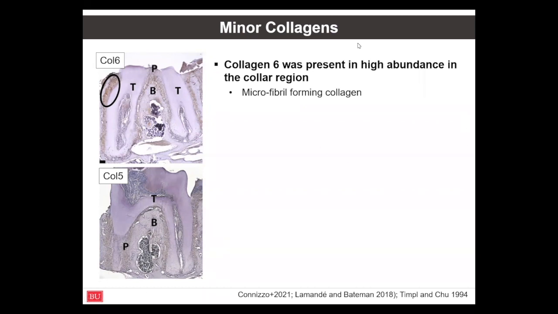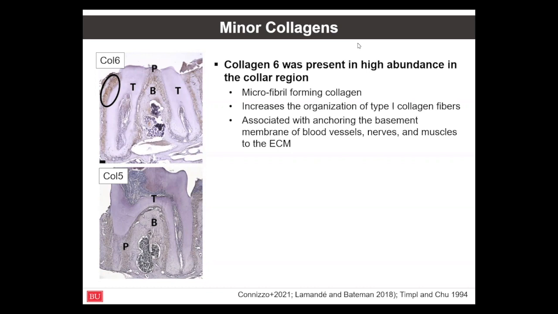And so collagen 6 was present in high abundance in the collar region, and it's a microfibril forming collagen, which is responsible for increasing organization of type 1 collagen fibers. So not all that surprising, since this region of the periodontal ligament is actually quite organized and has densely organized collagen. It's also associated with anchoring the basement membrane of blood vessels, nerves, muscles to the ECM. So it could also play a role potentially in these other structures that might be present at and near the periodontal ligament.